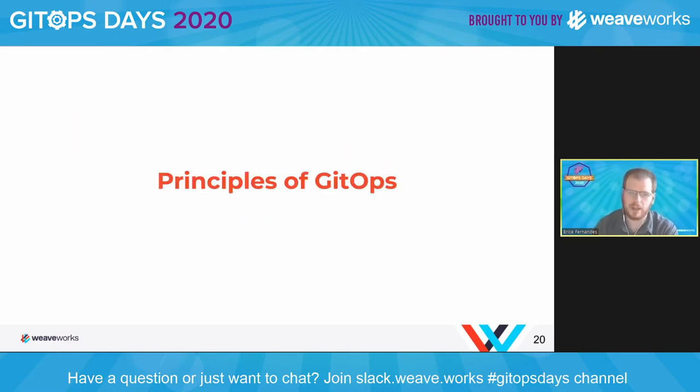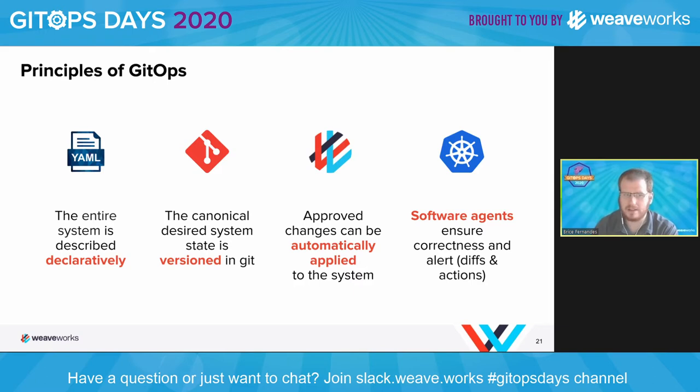Cool. So principles of GitOps, we talked about these yesterday. The entire system is described declaratively. The canonical desired state is versioned in Git. Approved changes can be automatically applied to the system, and software agents ensure correctness and alert when the system drifts away from its desired configuration.